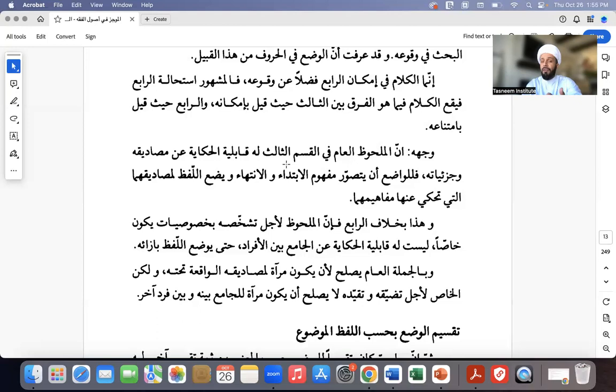When you consider the meaning of a general meaning like insan, Zayd, Amr, Bakr, they are all masadiq. They are all specific instances. They are instances of that general meaning. فللواضع أن يتصور مفهوم الابتداء والانتهاء ويضع اللفظ لمصادقهما التي تحكي عنها مفاهيمهما. So it's possible for someone to consider the general meaning of beginning and end, and then devise and designate specific prepositions that refer to that general meaning.